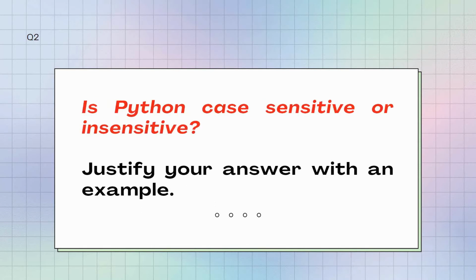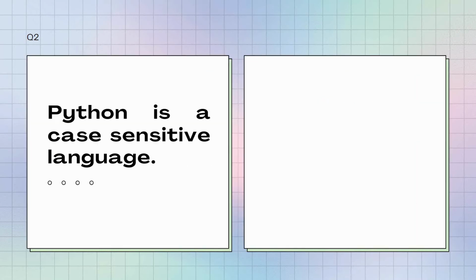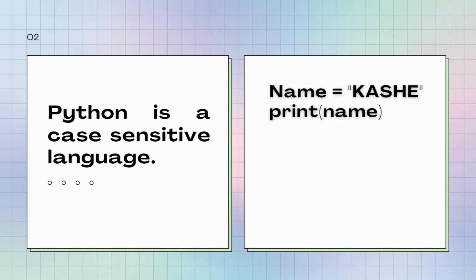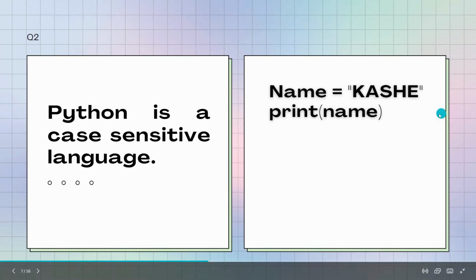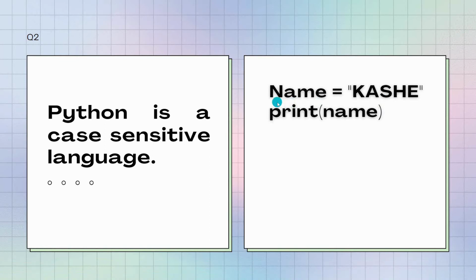Coming to second question, is Python case sensitive or insensitive? Justify your answer with an example. Python is a case sensitive language. To justify this, I am going to consider two examples. Consider the first code snippet. Here I am assigning a string Kishore into a variable Name. Note that here N is a capital letter. And then I am using a print function with name as an input argument. Notice that here n is a lowercase letter.